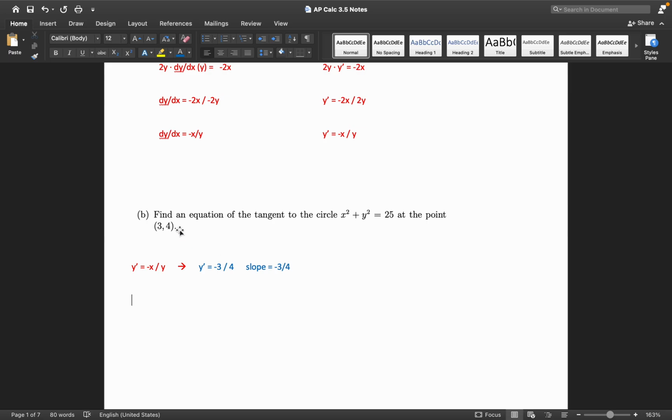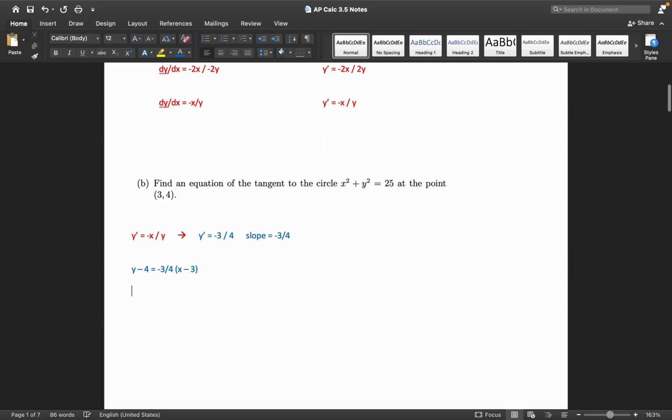And then we have to use our point and our slope to write our point-slope form: y minus y1 equals our slope times x minus x1. And then we can simplify. We would get y equals negative 0.75x, plus 2.5 plus 4, which is plus 6.25. So this would be our equation of the tangent to the circle at (3, 4).